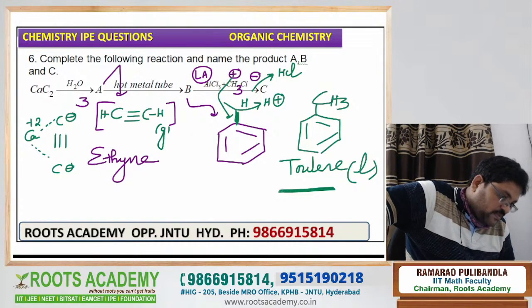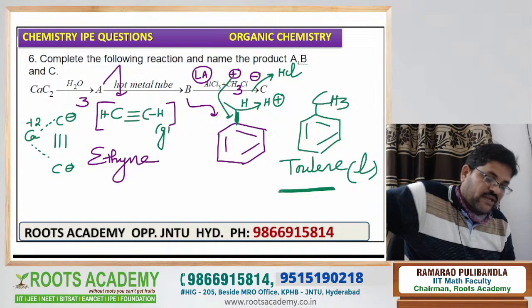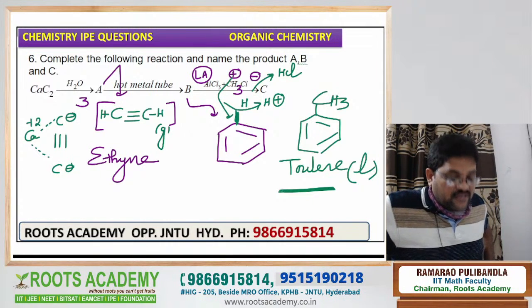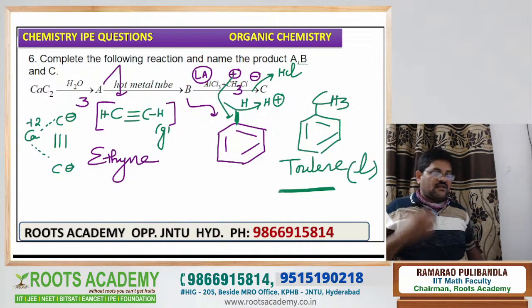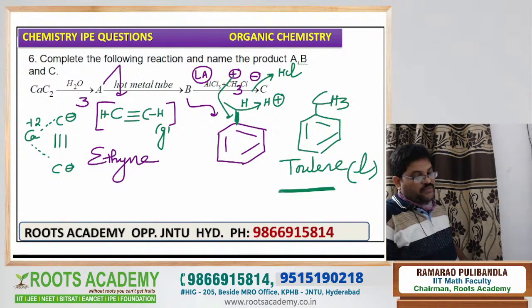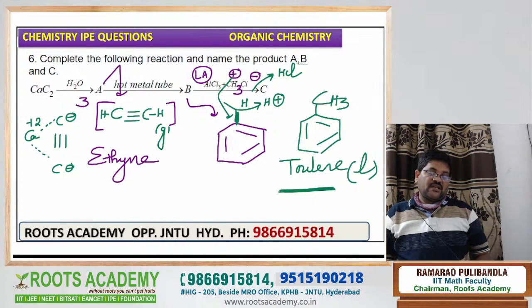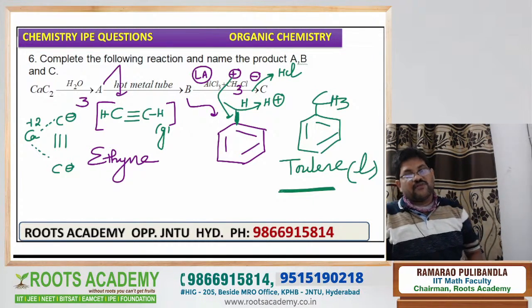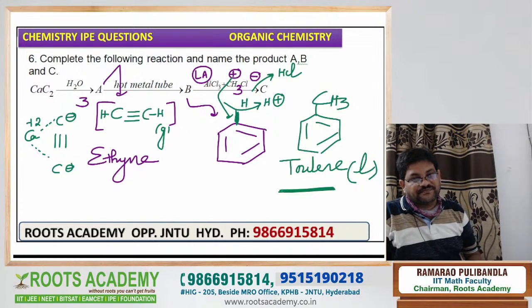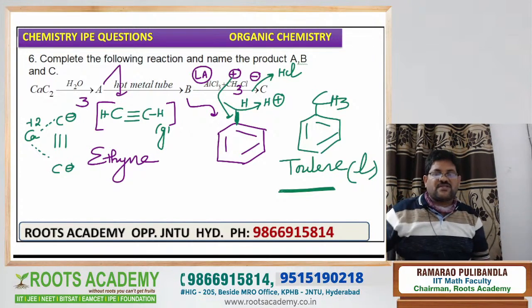Now, to that benzene we add what? Methyl chloride. CH3 plus is the electrophile. The CH3 plus electrophile attacks the benzene. A hydrogen leaves as H plus with loss of HCl. The CH3 plus attacks the benzene and you get what? Toluene liquid is forming. Understood what I am saying? Yes, this is our today's explanation.